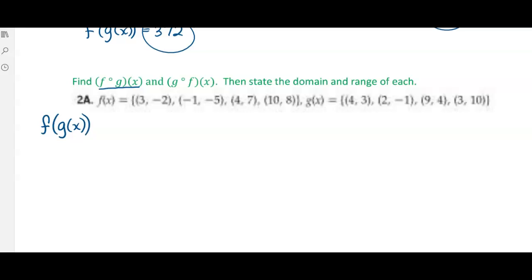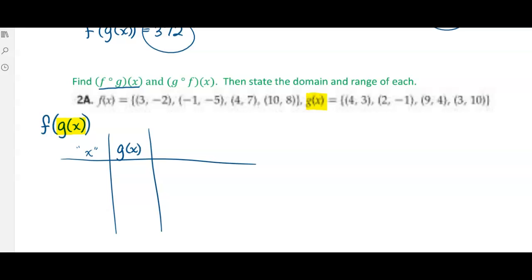Notice if I look at the inside again, the inside is g of x. So that's what I want to start with. But in order to find g of x, I need to know what to put in there. Well, what do we put in here? We put in the x values. And I'm putting them into g, so I want to look at just the g function right now.